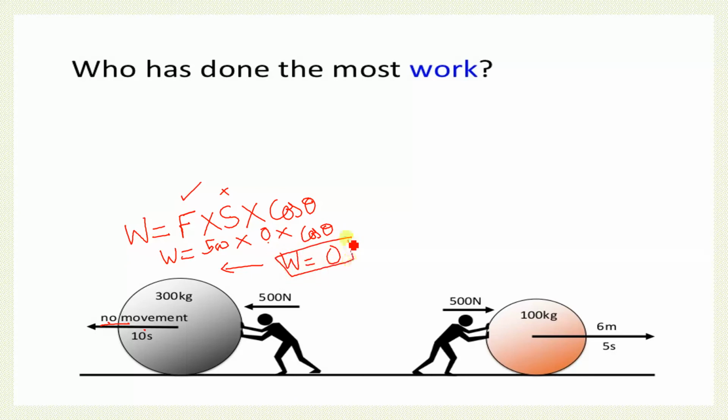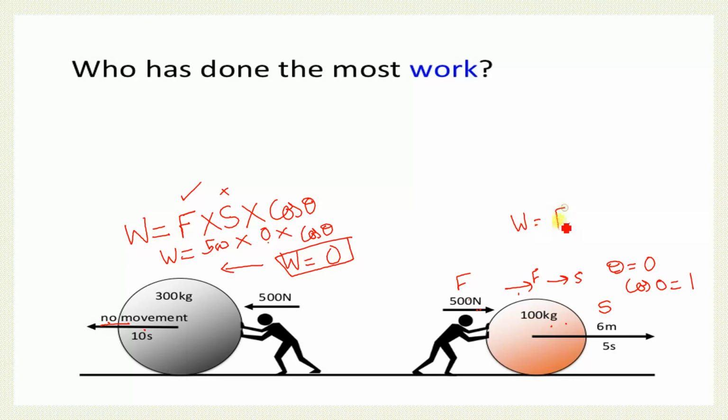This displacement is 0, so work will be 0. But here you can see F is 500 Newton, displacement is 6 meter, and both are in the same direction. F is in this direction, S is also in this direction. So theta will be 0 degree. And what is cos of 0? Yes, it is 1.